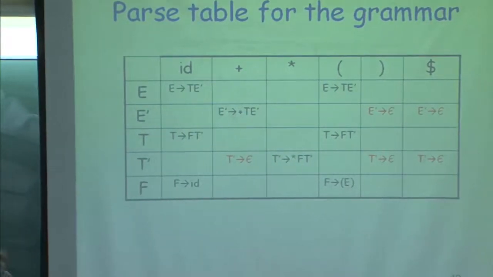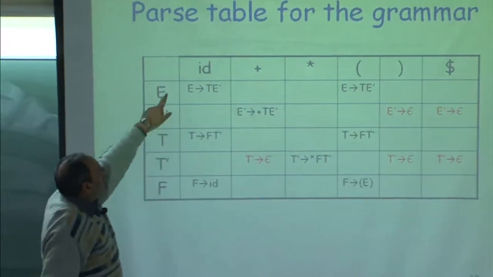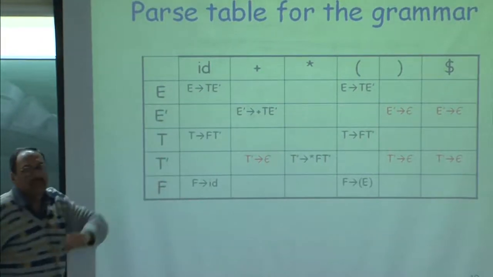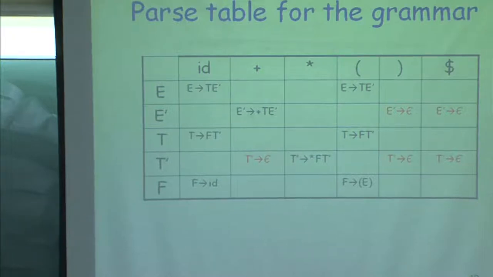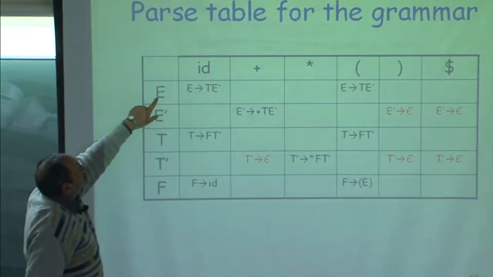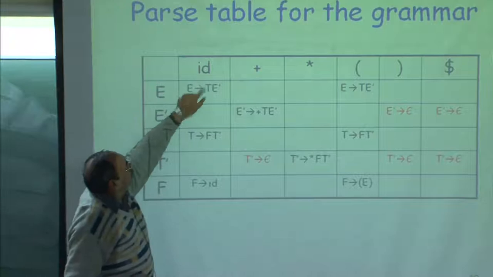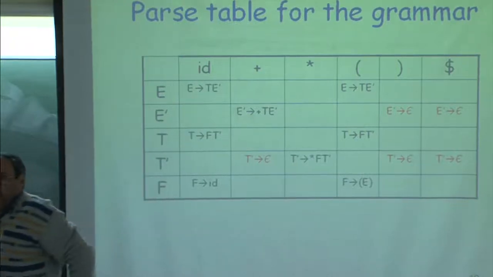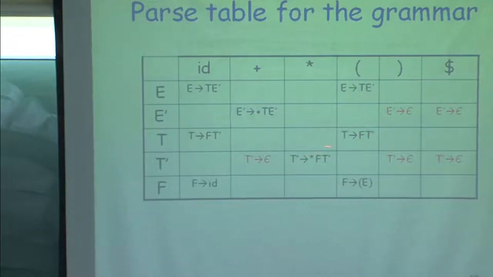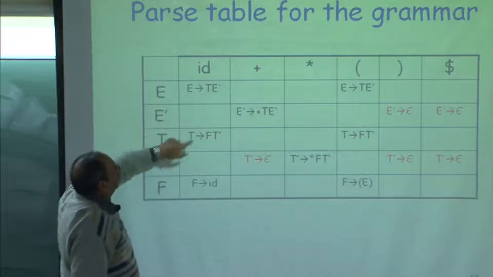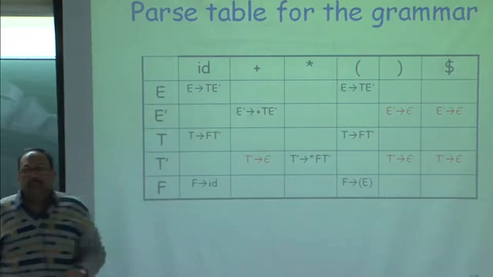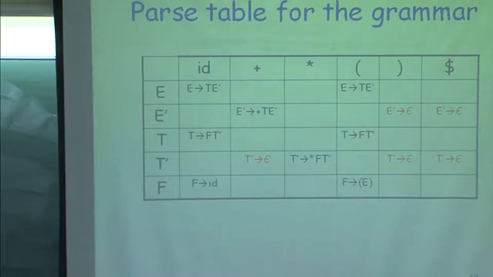What this table is saying is that I have indexing on non-terminals and indexing on terminals. Dollar is a special symbol which sits at the end of the input string and at the bottom of the stack. If this is the symbol on top of the stack and this is my look-ahead symbol, then expand using this rule. All the entries corresponding to rules are expansions, and all the entries corresponding to blanks are error states, which say that if this is my top of stack symbol and this is my look-ahead, then the input string is incorrect. You cannot do parsing from that form.